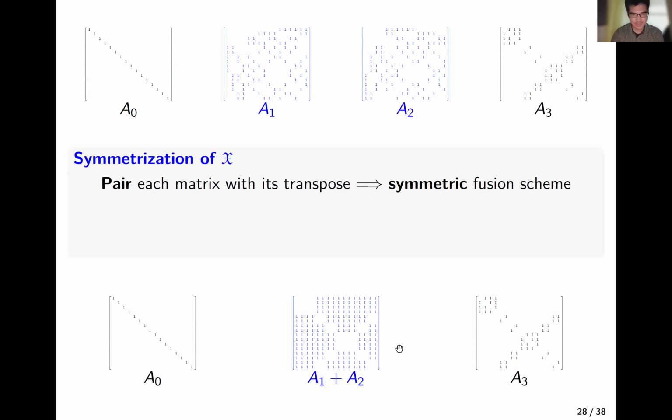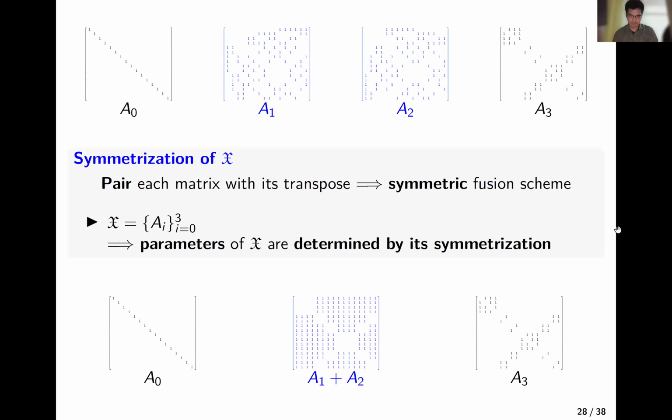And in fact, there's something special that happens when I have a 3-class scheme and do this process. Because if I have a 3-class association scheme, so 3 matrices aside from the identity, its parameters are actually determined by the symmetrization, which is this 2-class scheme over here. In general, if I have a 3-class non-symmetric association scheme, there will always be 2 of those that I can pair, and that will give me a 2-class symmetrization.